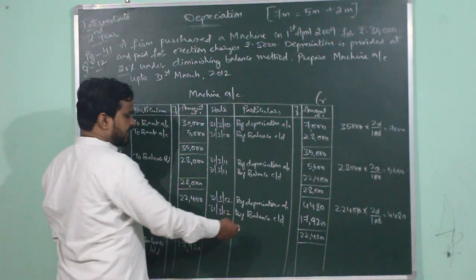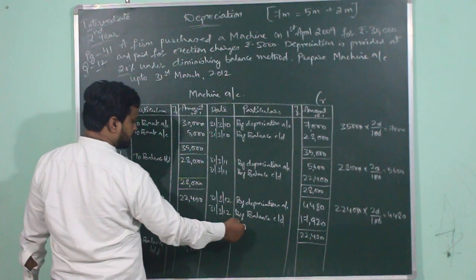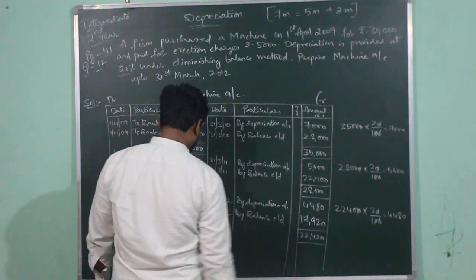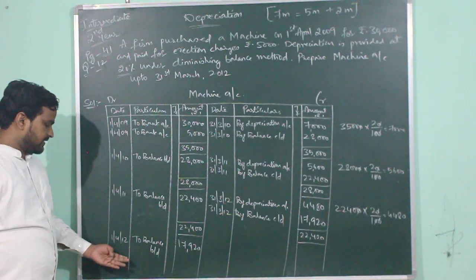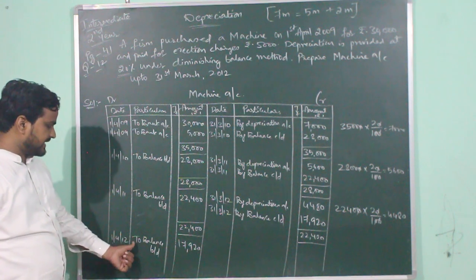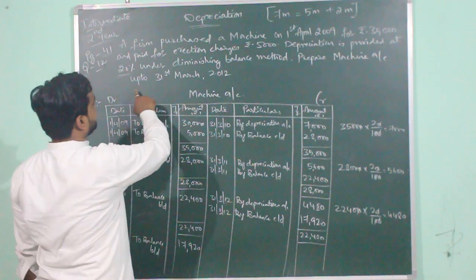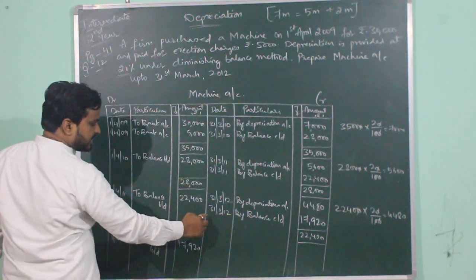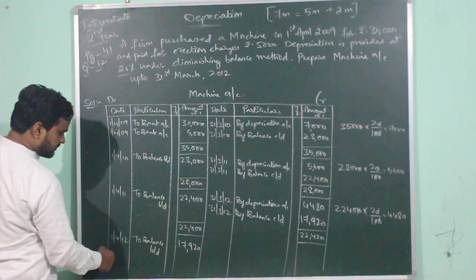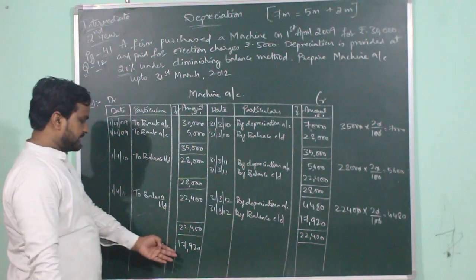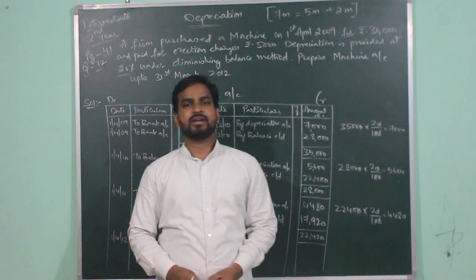So this will be written as by balance carried down, because it is the value of the machine at the end of the third year, which is written on 31st March 2012 as by balance carried down 17,920. The closing balance at the end of the third year becomes the opening balance at the beginning of the fourth year, which is written on 1st April 2012 as to balance brought down 17,920. As the question asked you to prepare the machine account up to 31st March 2012, we have prepared the machine account up to 31st March 2012, and the value will be just written as to balance brought down on 1st April 2012 as 17,920. Hope you have understood the topic.